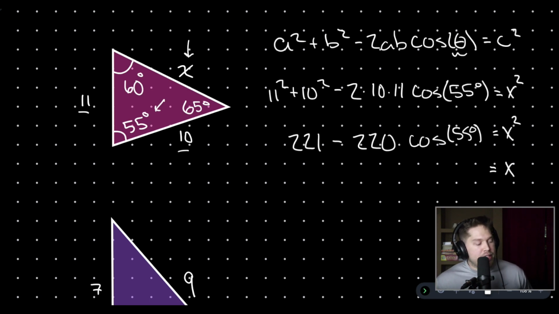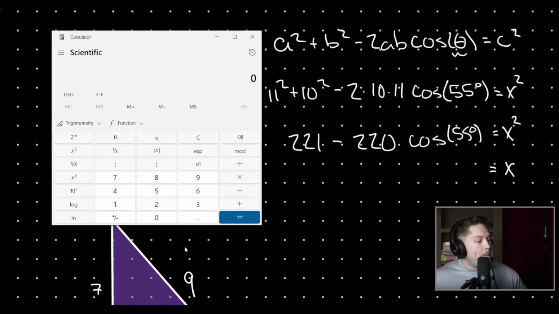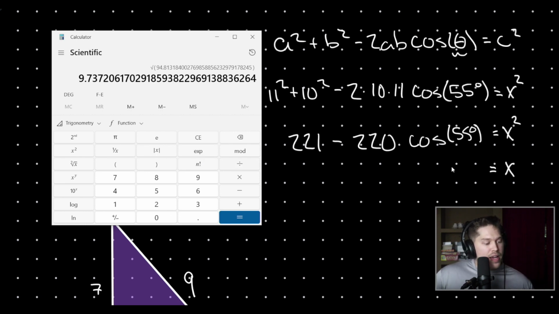So let's pull open a calculator and plug these values in and see what we get. We have 221 minus 220 times cosine of 55 degrees, and it equals 94.8. Now we want to take the square root of this value, and we get 9.7. So x is going to be 9.7.